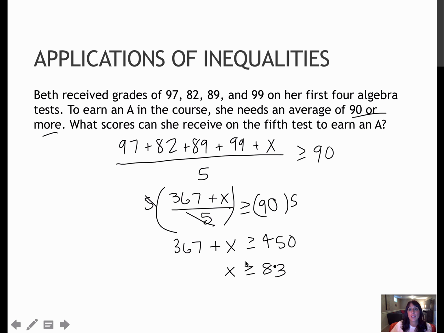So that means she could earn anywhere, say, from 83 up to 100, assuming that there is no extra credit. Or you would just write a sentence that said, Beth must earn at least an 83% to get an A.